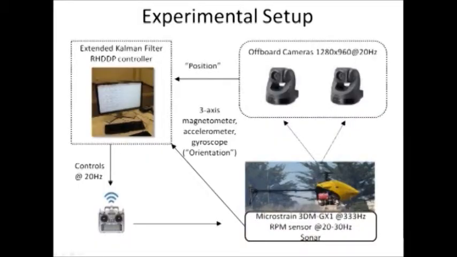The computer is off board. It's not on the helicopter, and the only reason for that is essentially weight considerations. Also, if it crashes, we don't lose the computer. The computer is running an extended Kalman filter, and what that's doing is taking in all of the sensor data, the sonar, the inertial unit, the cameras, and outputting an estimate of the state of the helicopter. Also running on the computer is the receding horizon differential dynamic programming controller. I'll break that down a little bit to give you some idea of what exactly that means.